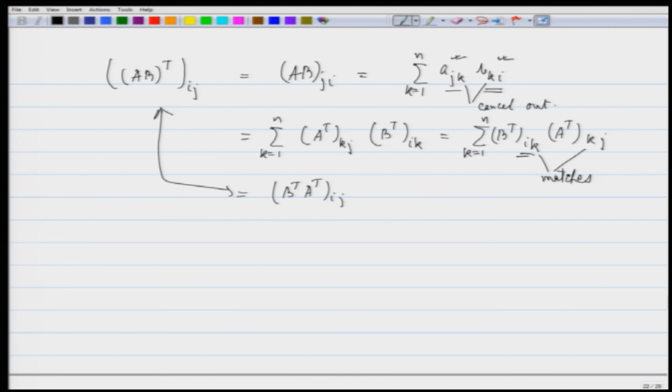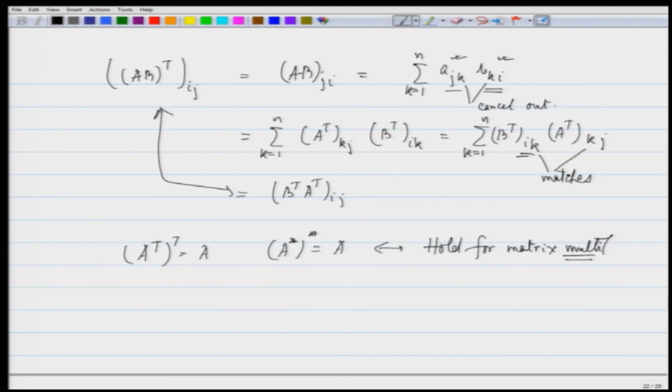I would like you to try the same thing for the star also, and prove it yourself. Once you have done that, you can also recall that what we had was that A transpose transpose was A, and A star star was A. So, it will hold for matrix multiplication as well.